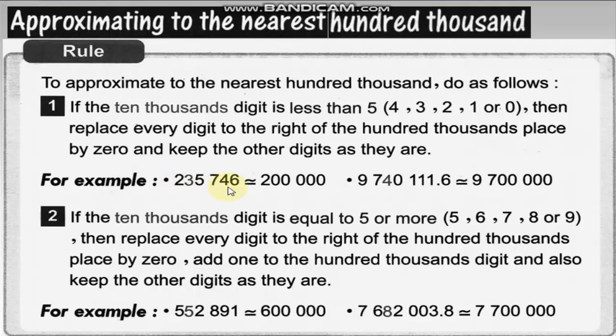235,746. At first, the 100,000 here is number 2. Look at the 10,000. The 10,000 here is number 3. 3 is less than 5. So we replace the 10,000, thousands, hundreds, tens, and units by 5 zeros and keep the 100,000 with its value.